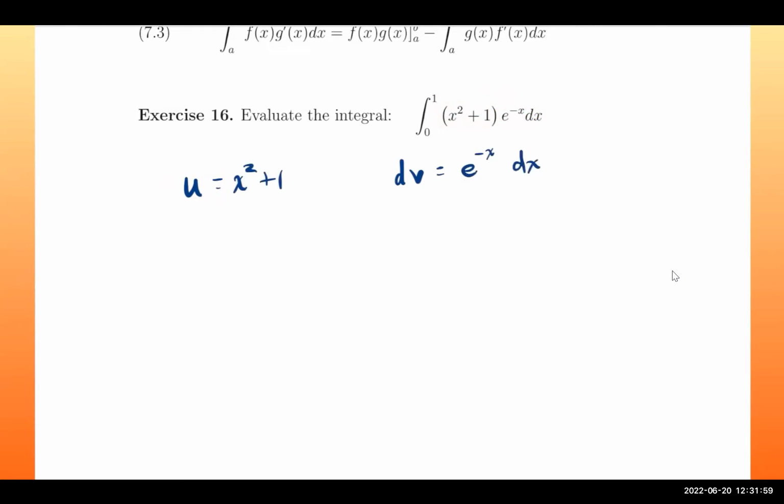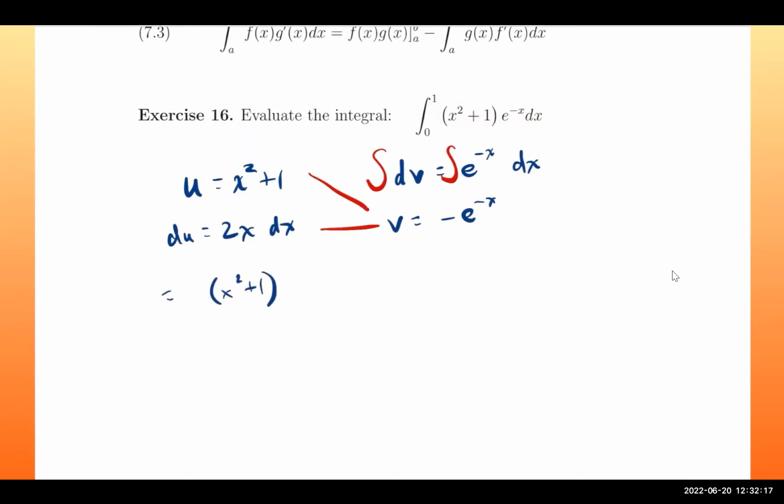Don't forget the differential. All right, if we differentiate, this becomes du equals 2x dx. If you integrate, this will become v equals negative e to the negative x. The formula says u times v minus the integral of those two. So this would be x squared plus 1 times negative e to the negative x minus the integral, but because there's a minus here, minus a negative becomes plus the integral. And I'm going to move the constant out to the front like I always do.